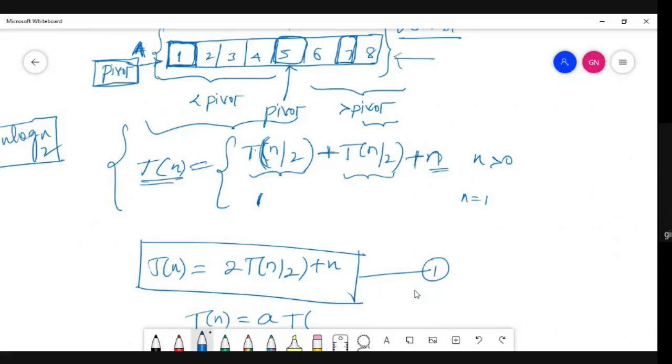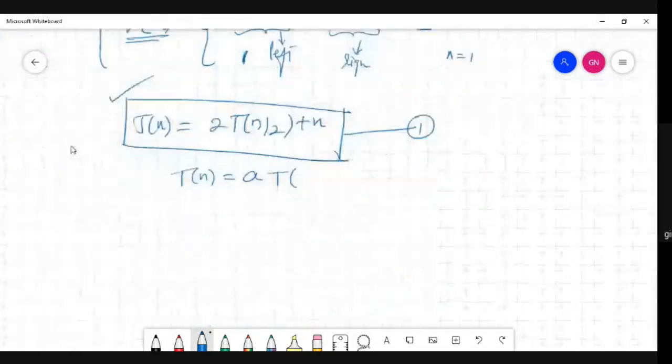So what exactly is it? This is to divide the left part of the array. This is to check for the right part of the array. The same way, this n stands for finding the position of the partition element, because it has to go through all the n elements, right? So that's why T of n is equal to twice T of n by 2 plus n.